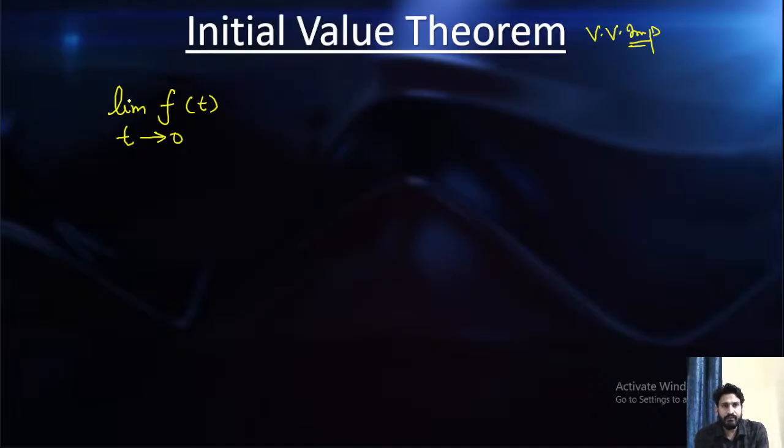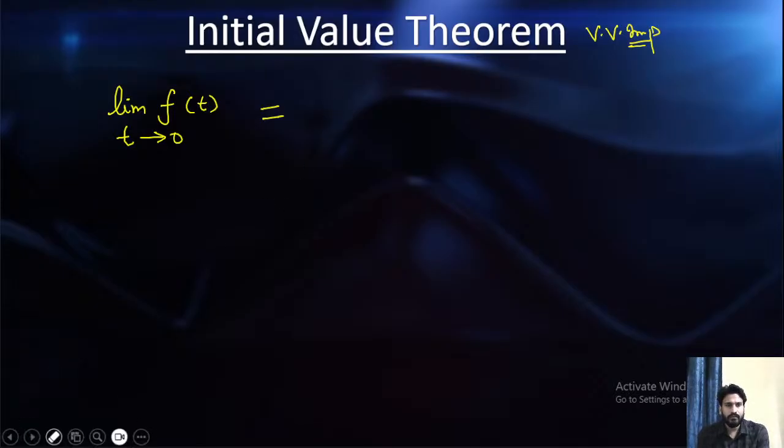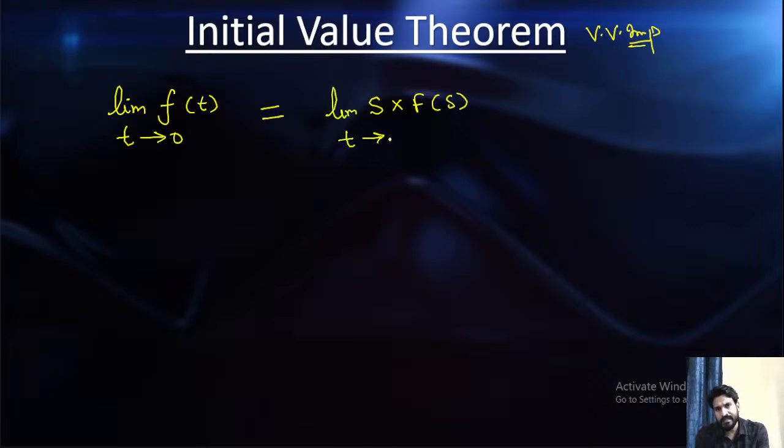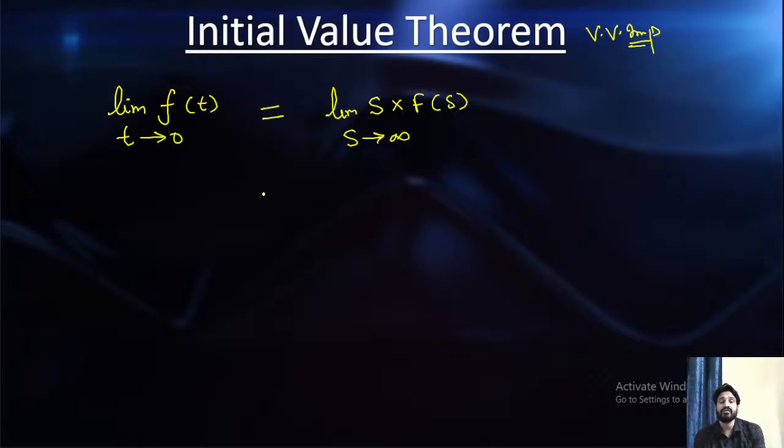Limit f of t, t tends to 0. If you are interested to find out the initial values, that will equal to, in the s domain, first of all multiply with the s, multiply with the s to the f of s, and limit s tends to infinity. Am I clear with this? S tends to infinity, right?